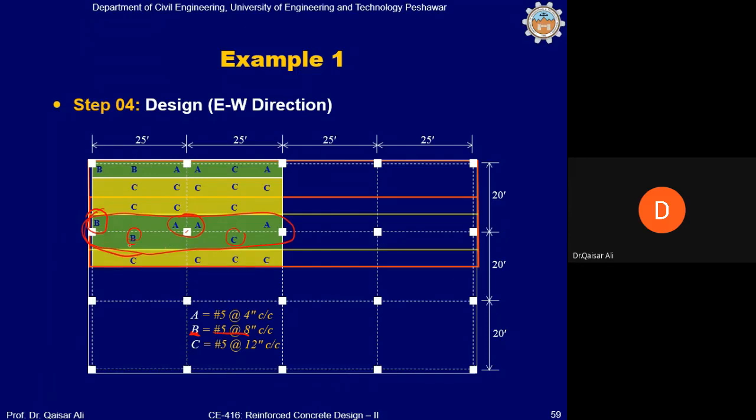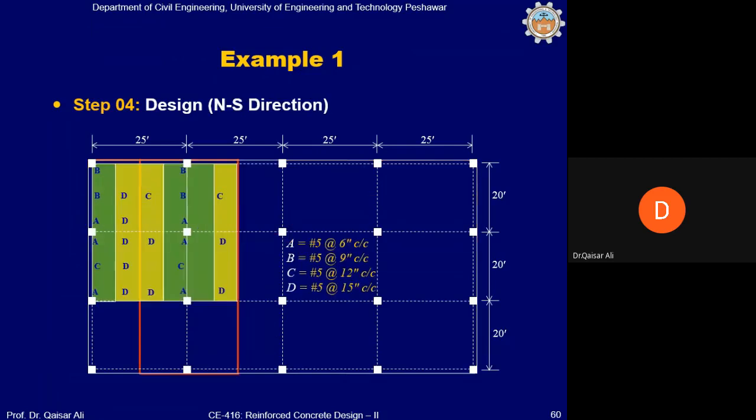And for B, because this bending moment was almost half of this, the spacing will be double. So number 5 at the rate of 8 inch center to center is being used here. For the rest, you can check yourself, and you can come up with your questions. Next time we will leave this lecture at this point, and then we will try to complete this in the next week. So you should try to understand this method and try to design this slab.